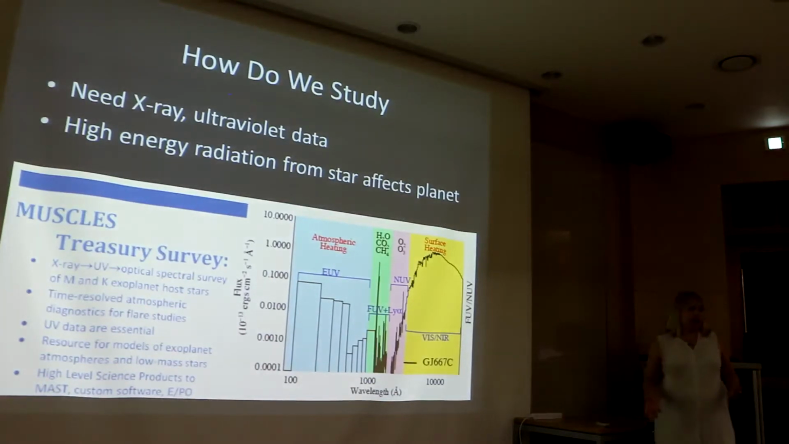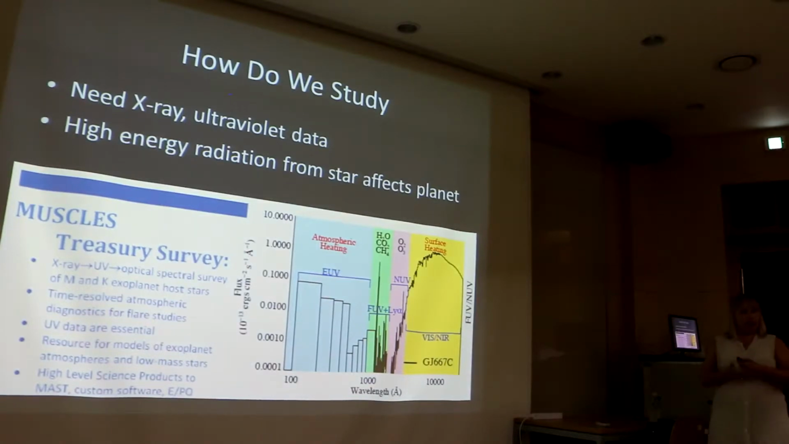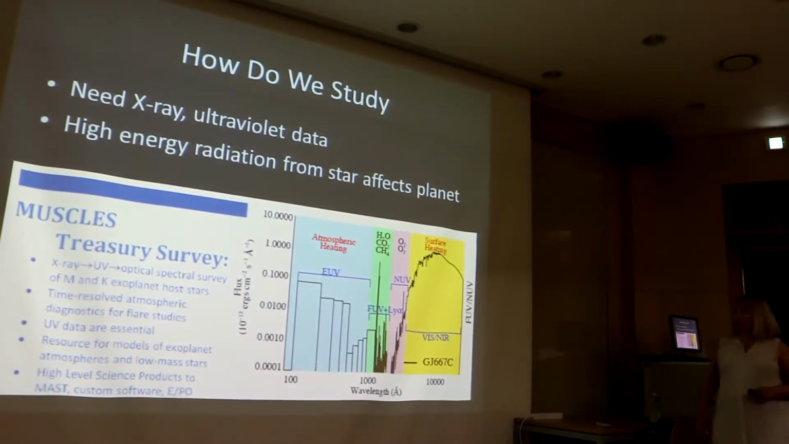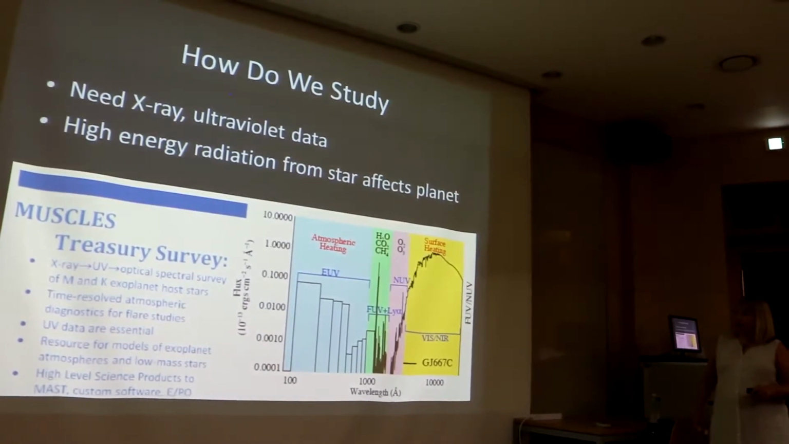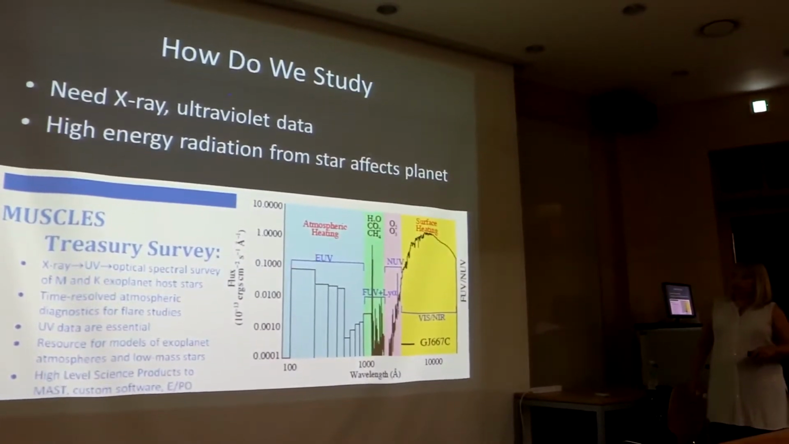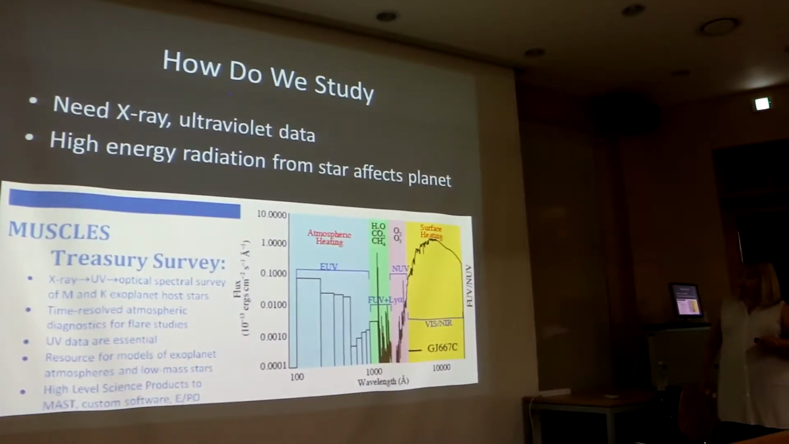So how do we understand these cool stars? Well, in order to understand what will happen in the star and on the planet, we need high energy data. This is X-ray and ultraviolet radiation. And that's because this is what affects the atmosphere of the planet most strongly. This is a spectrum of one of our targets from soft X-ray out to the infrared. And the different bands show you why different parts of the spectrum are important.